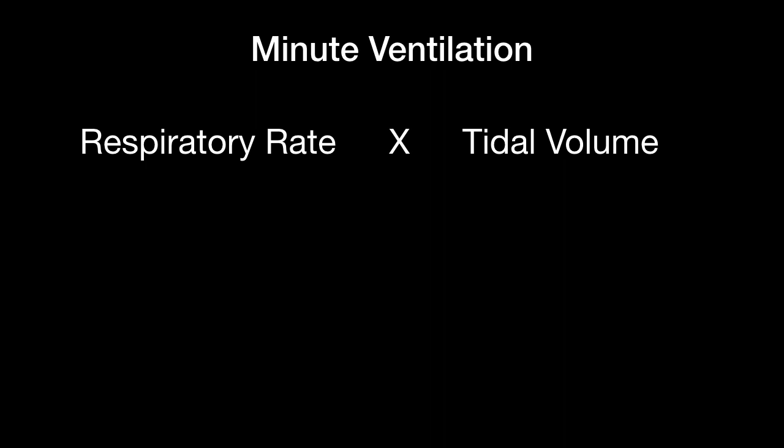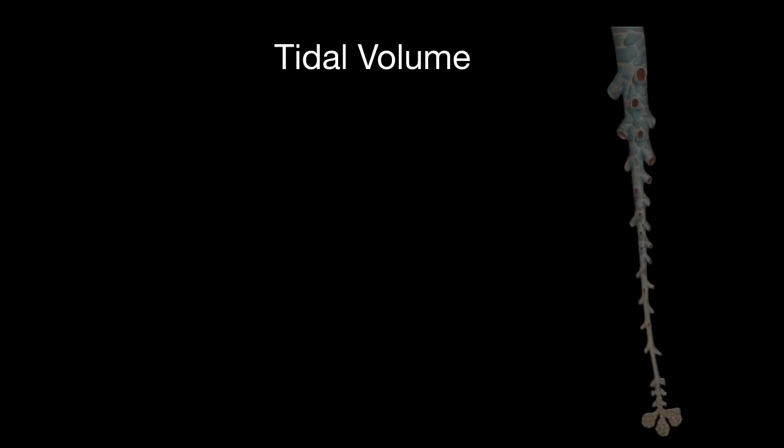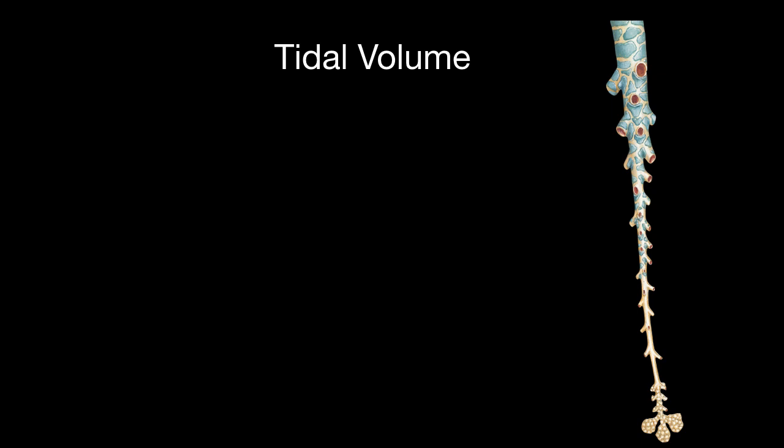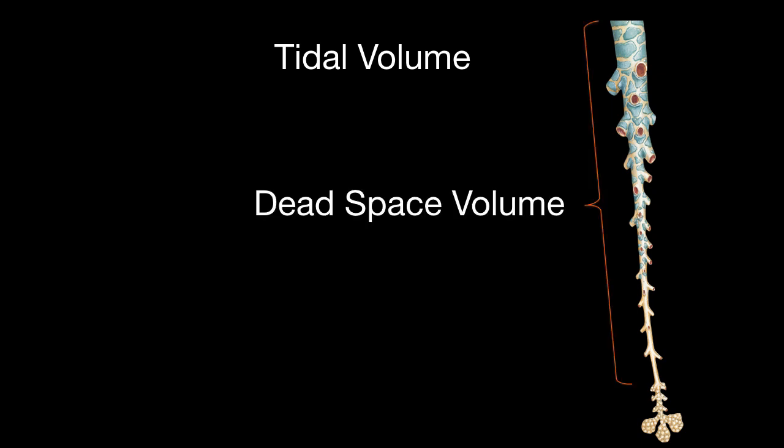Assuming you're not too anxious, maybe you breathed 15 times in the past minute. So 15 times 500 is 7.5 liters, which is probably an average minute ventilation for any adult human. Now the trick is that tidal volume actually is composed of two different parts. There's the dead space volume, which comes from the conducting zones of the airways where no oxygen or carbon dioxide transfer occurs, but those gases are transported back and forth from the atmosphere. And then there's the alveolar volume, where oxygen and carbon dioxide exchange actually takes place.